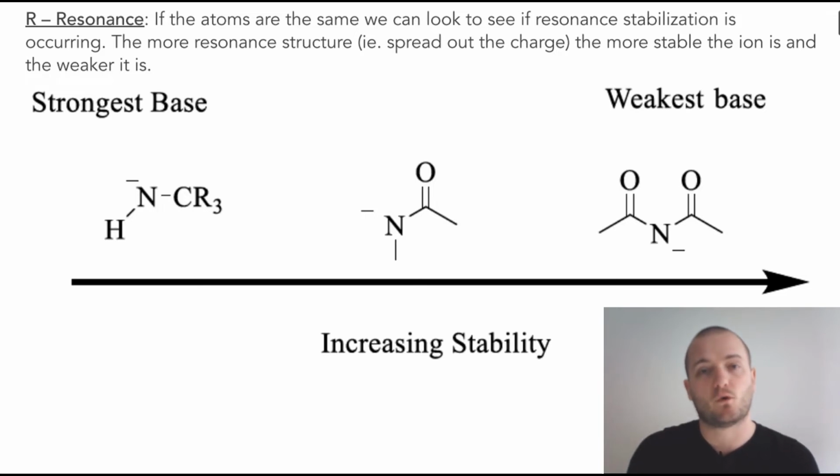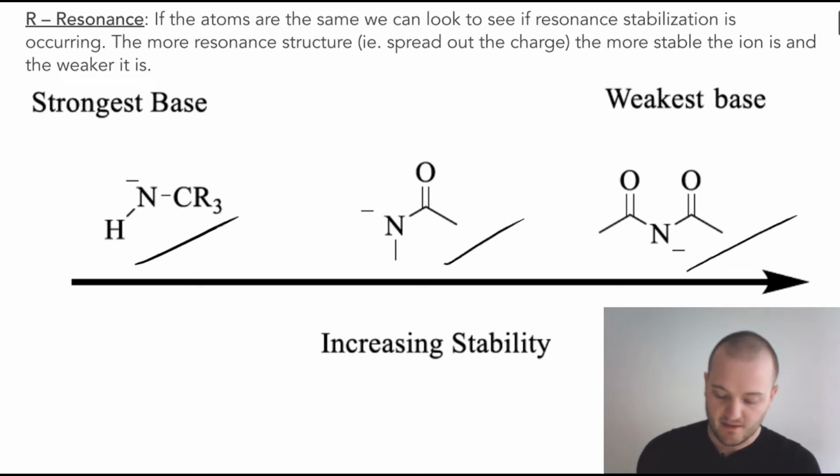So the second thing we look for is resonance. Now, what we have here is a series of nitrogen anions, and we have varying degrees of resonance. On the left-hand side, we have no resonance at all.